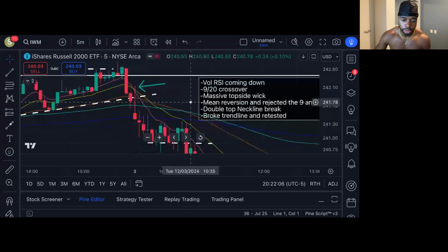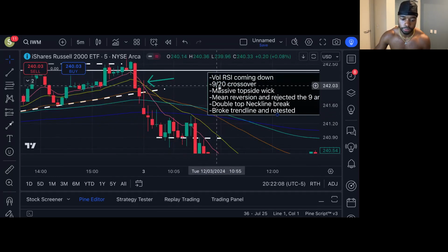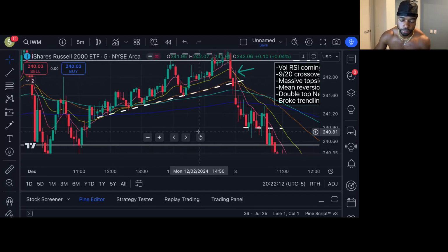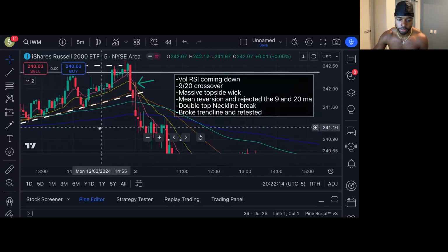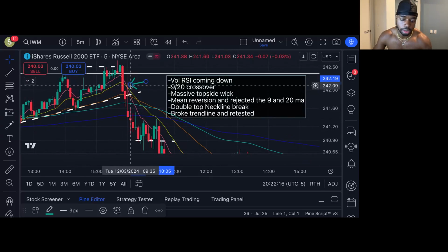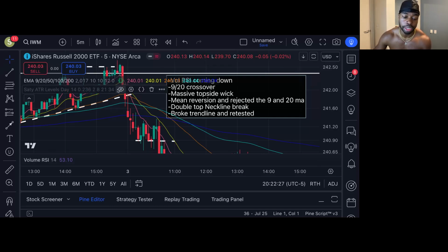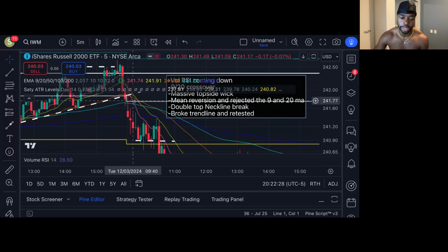But using all of these together, we had 6 pieces of confluence for a downside move. When you're entering trades, you want to have at least 1 to 2, or not 1 to 2. Holy moly, no. 3 to 4 pieces of confluence for a really good setup, and then 5 to 6 for an A plus, easy money, 100%, it's going in your direction setup.